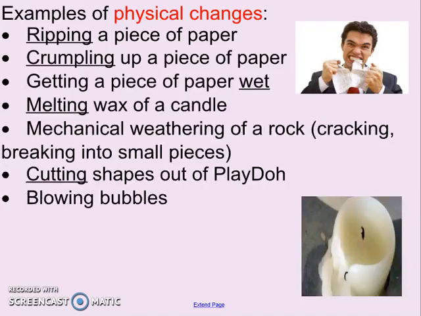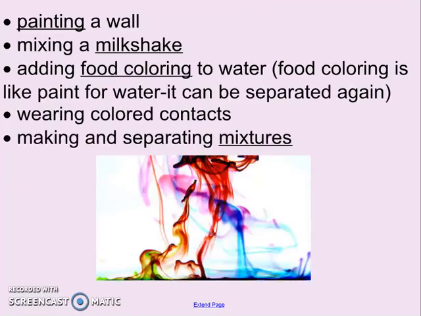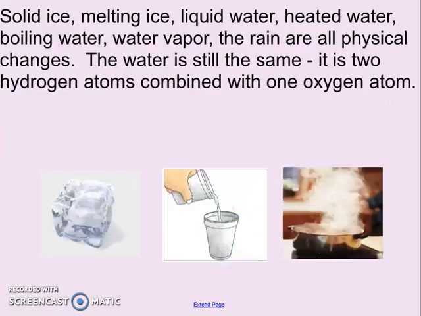Ripping a piece of paper, crumpling up a piece of paper, getting a piece of paper wet, still the same material. Melting wax in a candle, the mechanical weathering of rock, cutting shapes out of Play-Doh, blowing bubbles, painting a wall, mixing a milkshake, adding food coloring to water, wearing colored contacts, making and separating mixtures. These are all examples of things that are changing just the way that the substance looks. You're not getting anything new.